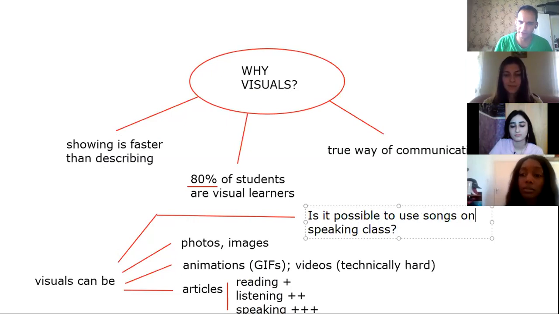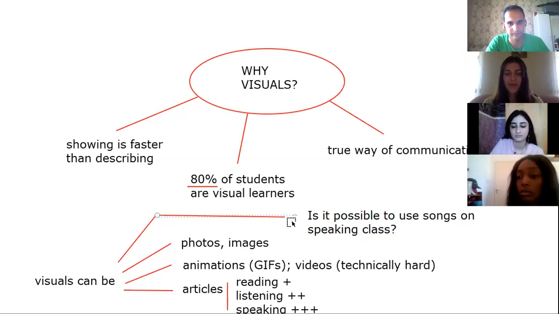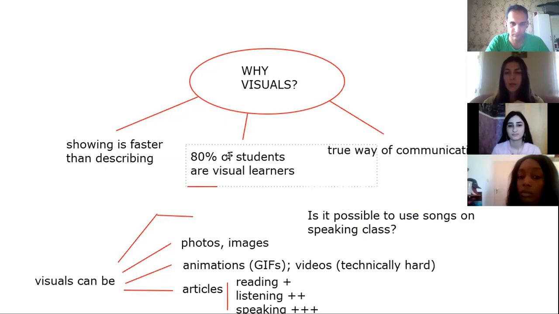Yeah, let's start with you, Leila. What do you think about it? Is it possible to do that? I don't know. I have never used it, but I don't know. Maybe something closer to their level, and I don't know, some topic-specific songs.